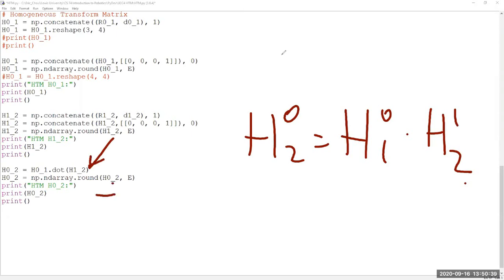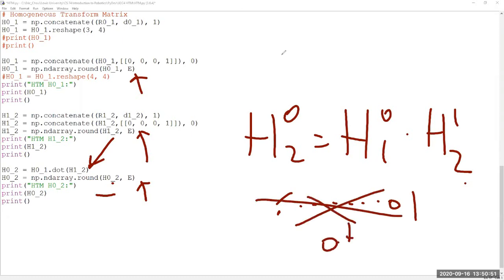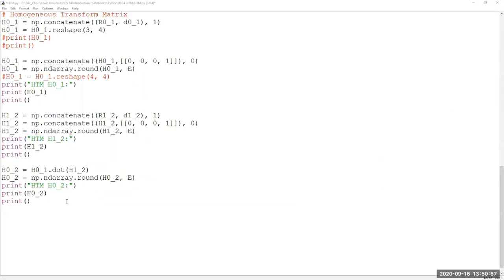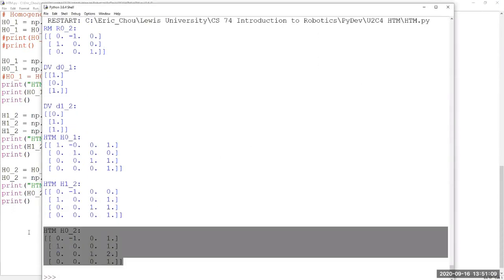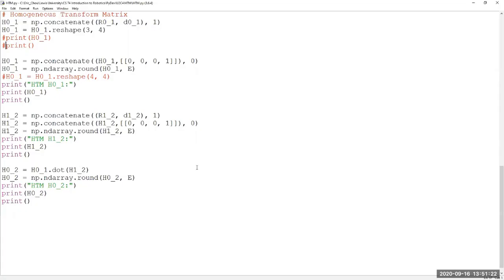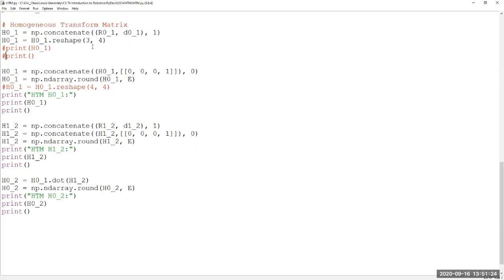But remember, for each step, you need to do rounding so that if the number is very small, it will be truncated to 0. So that is rounding. We round to 10 digits. And as you can see right here, that's the result for H02. So we finished the calculation for the homogeneous transformation matrix. Now let's try points.